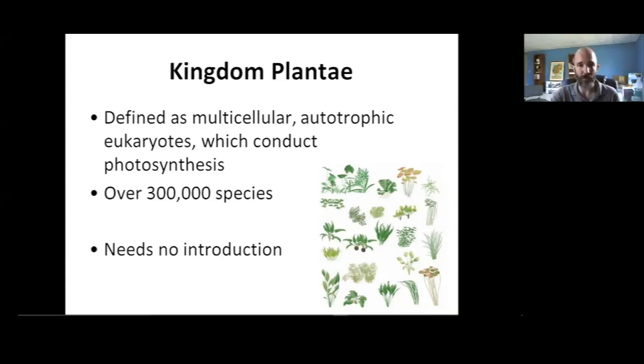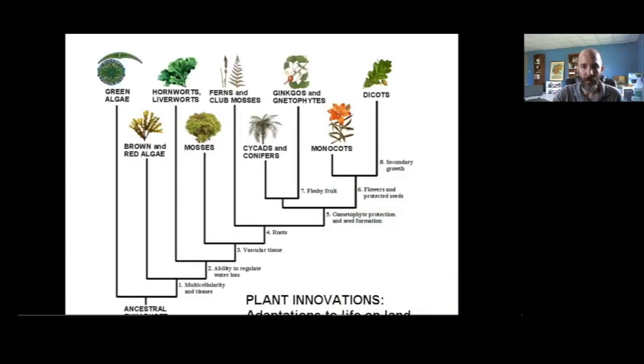There are over 300,000 species cataloged in the plant kingdom. In some respects, they need no introduction because we're all aware of plants. They keep us alive. But to get into some of the structure of this, this is a more simplified version of the plant kingdom. We're going to take a detailed approach through the history of plant progression over the years. It's really fascinating.